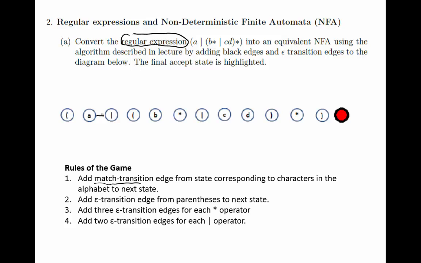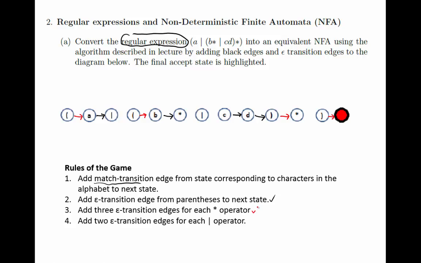When a character matches, add a match transition. That's going to be a black edge. If you really implement this, you can think of it as a directed graph with a bunch of vertices and edges. Epsilon transitions. Let's add some epsilon transitions from parentheses to next state. So let's go from parentheses to next state. These are the epsilon transitions from parentheses to next states.